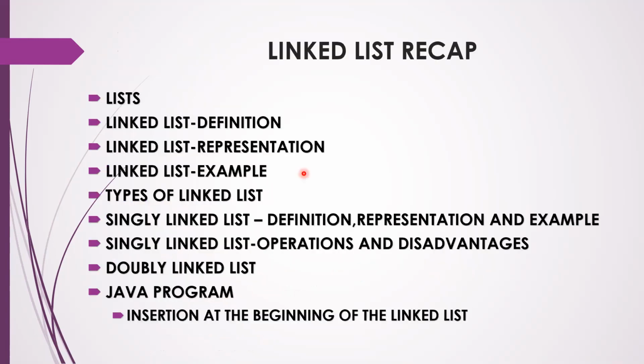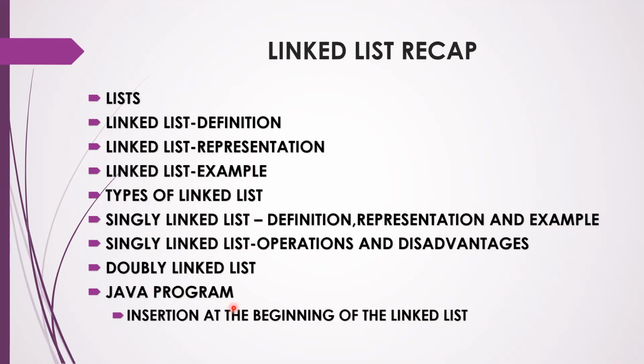And we saw about the next basic data structure, that is linked list. We saw the limitations of arrays which are overcome by linked lists. And we saw the definition, its representation and example, and types of linked list like singly linked list, its definition, representation, and example, and singly linked list operations and disadvantages, and doubly linked list.